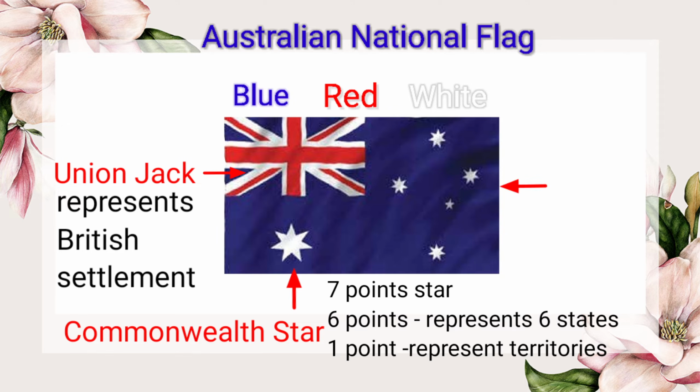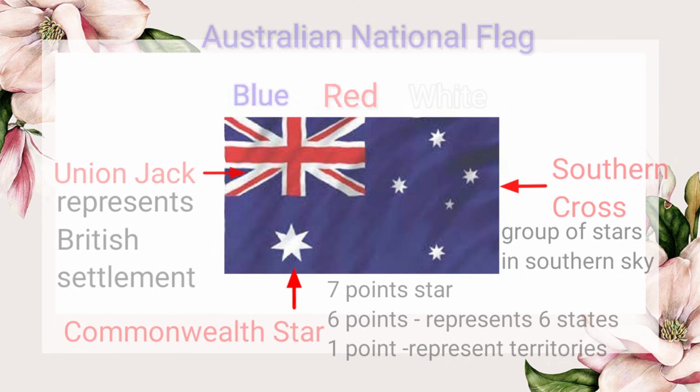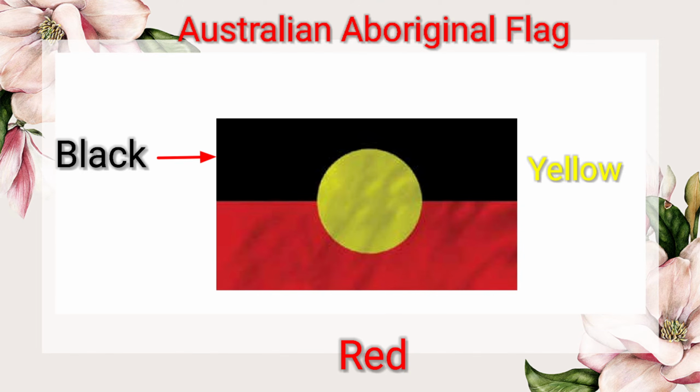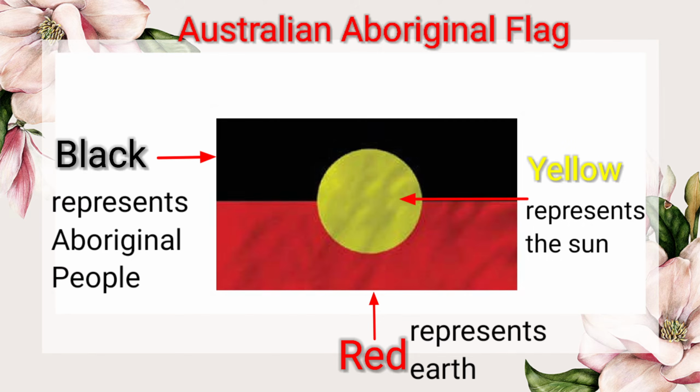And on the right is the Southern Cross. It is a group of stars that can be seen in the southern sky. This is the Australian Aboriginal flag. Its colors are black, red, and yellow. The top half black represents the Aboriginal people of Australia. The bottom half red represents the earth, and the yellow circle represents the sun.